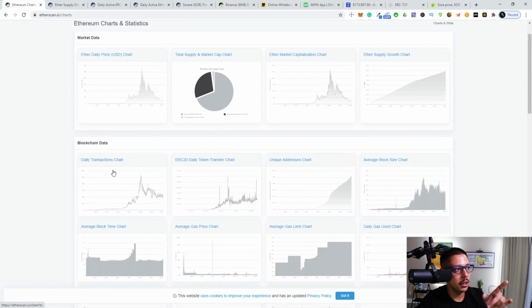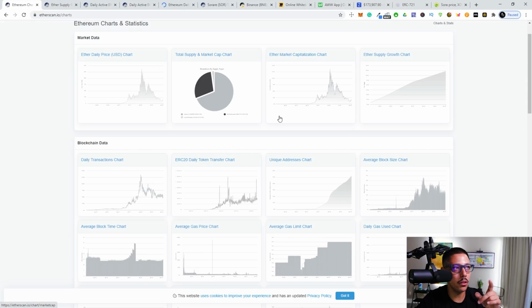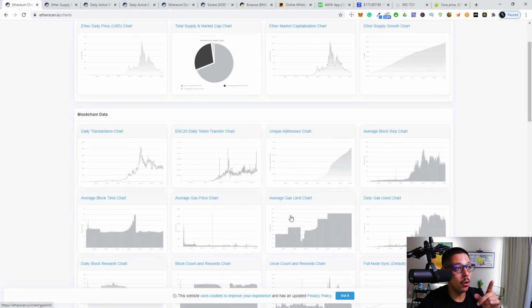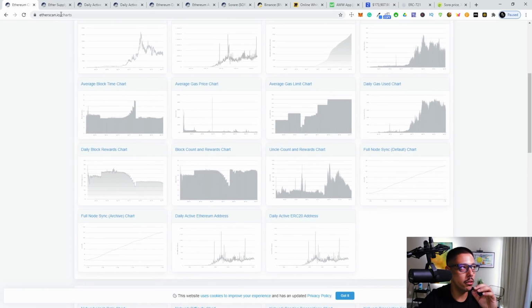Token transfer, daily transactions. Daily transactions is a good one because that directly reflects to price. Market capitalization, average gas limit. Oh man, that's a big one too. Daily gas used. All these things, you guys see it for yourself. Maybe we'll go into it deeper. I'll look into some of these really quickly.